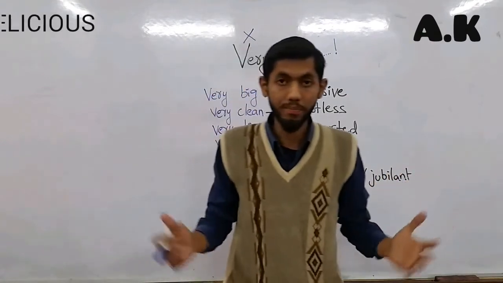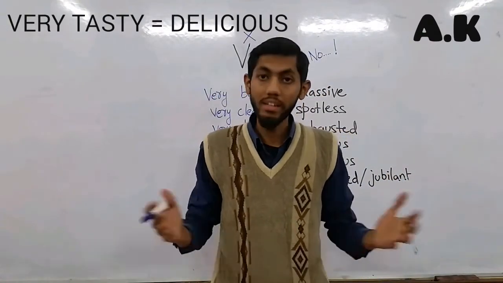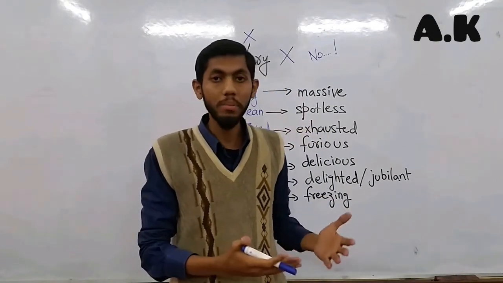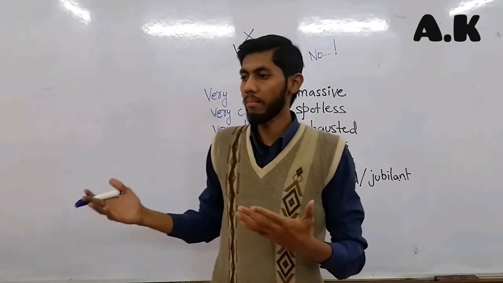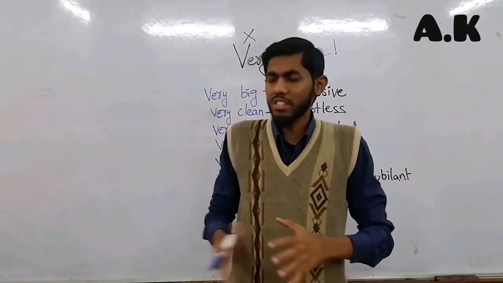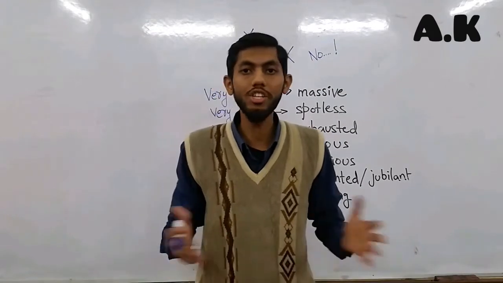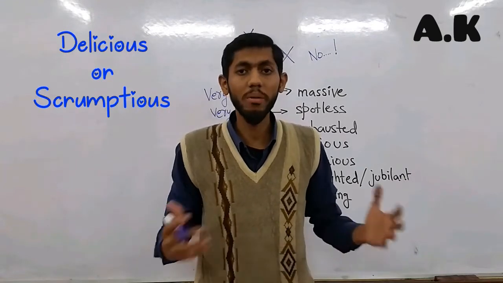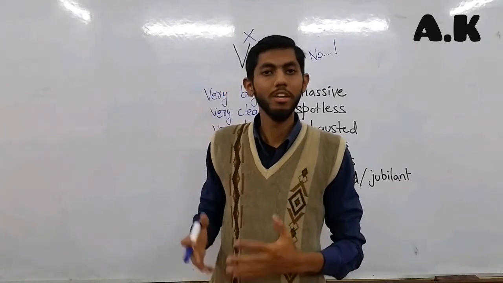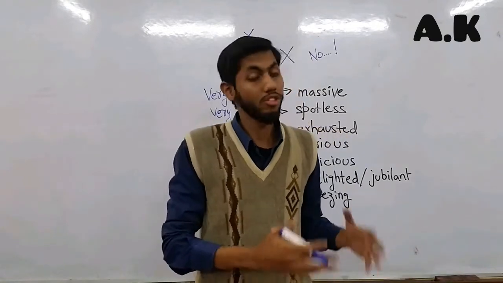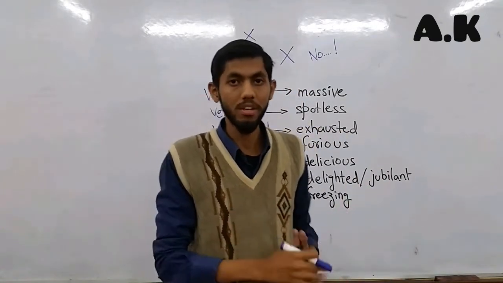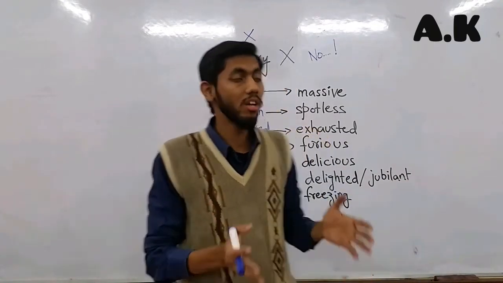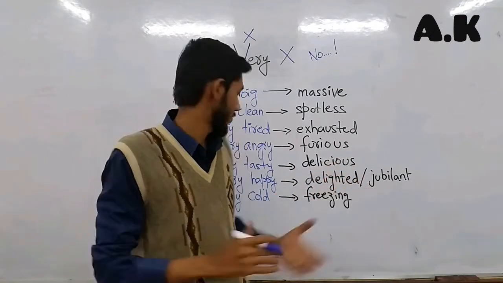Next is very tasty. When you like any food, when you like any dish, you say it's very tasty. Oh wow, the ice cream is very tasty. Wow, the biryani is very tasty. Instead of very tasty, you can use the word delicious or scrumptious. You can say the ice cream is scrumptious. The biryani is delicious. The chocolate ice cream is delicious. But don't use very tasty because instead of using very tasty, you have a better word, delicious.